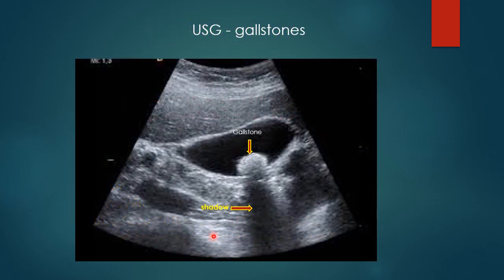This is an ultrasound picture of a patient showing you acute biliary colic. See the gallbladder here. The gallbladder is quite normal. There is no evidence of inflammation. There's a stone here which casts a posterior shadow, which is diagnostic of a gallstone. So this is a case of biliary colic.